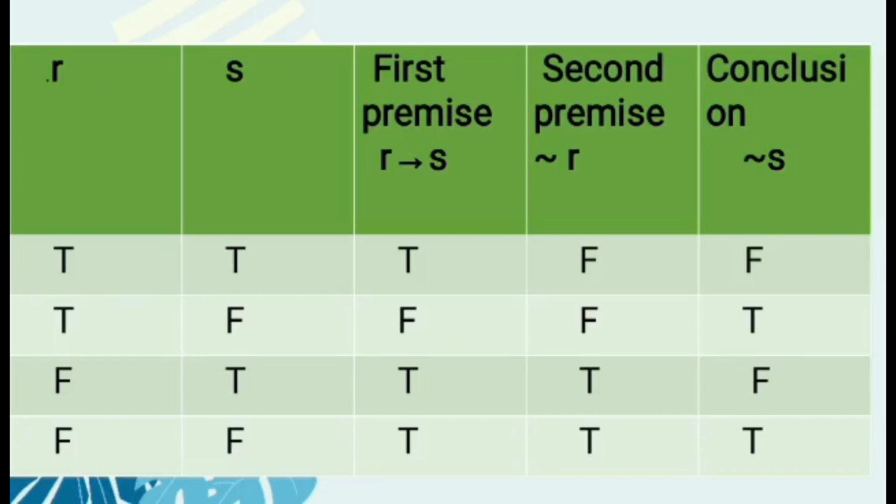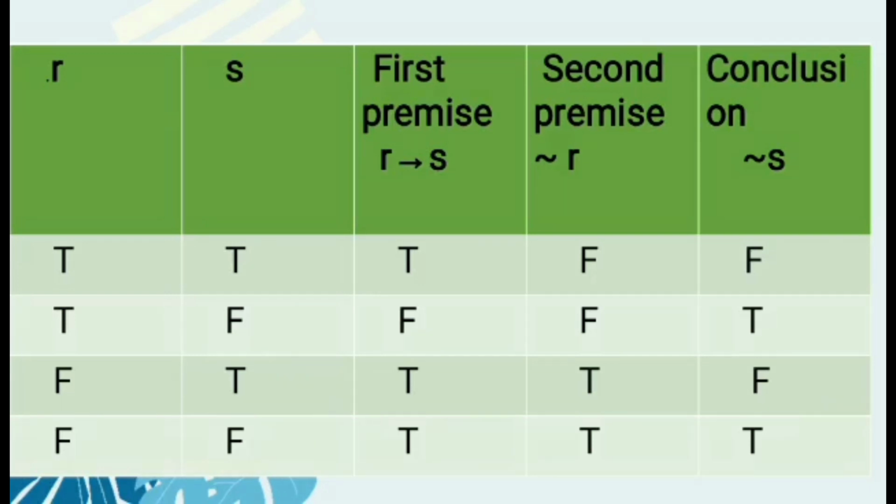This is my truth table. Our first premise: true, true is true; true, false is false; false, true is true; and false, false is true. Our second premise is the negation of R. Our R here is true, true, false, false, so it should be false, false, true, true. Our conclusion is the negation of S. Our S here is true, false, true, false, so it should be false, true, false, true.